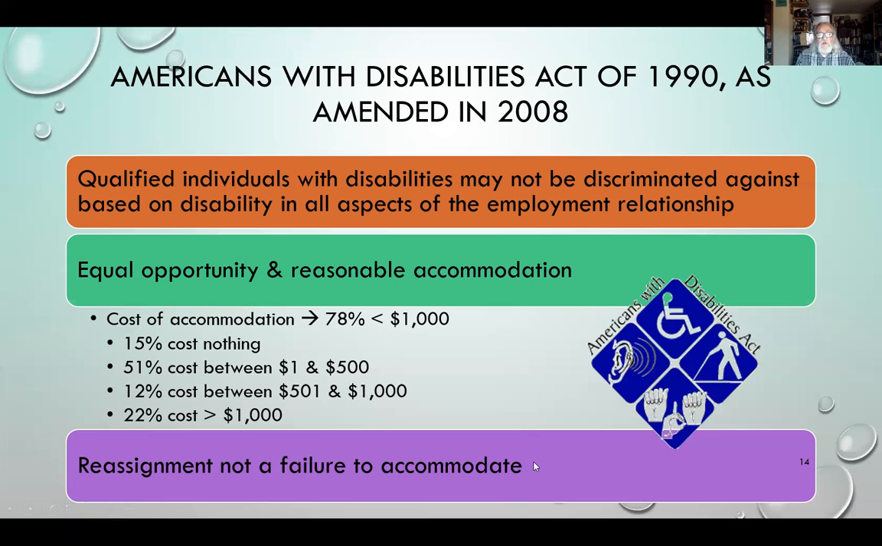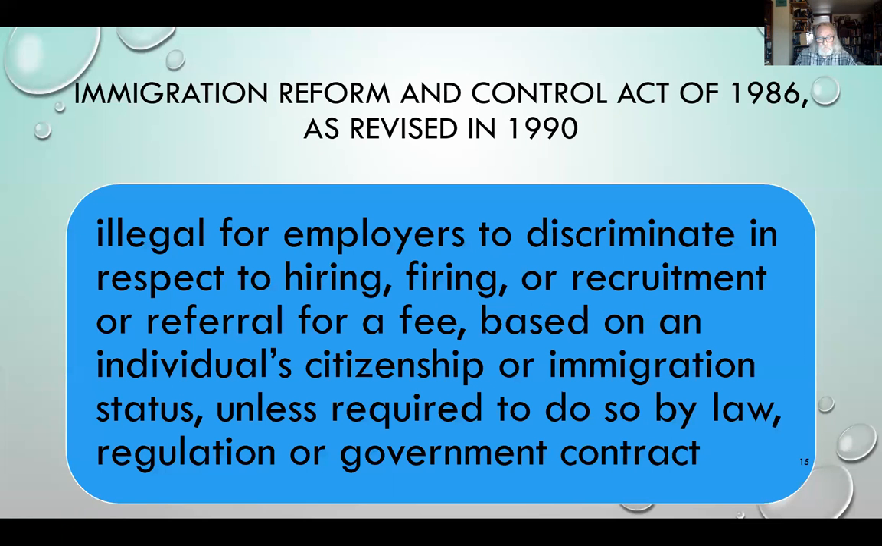Reassignment is not a failure to accommodate. In other words, if you give someone a different job, that's not failing to accommodate them, that's taking an extra step to accommodate them. And so if you have to reassign someone because of their disability, then seek a position within the employee's comfort level and their skill set. If that's not possible, you may still be able to find other ways that are reasonable.